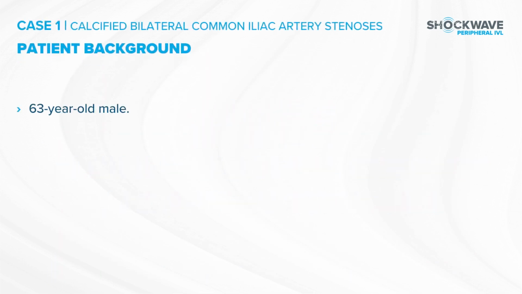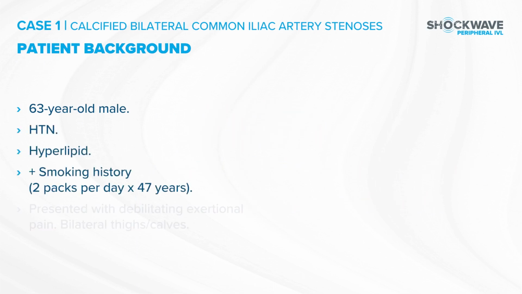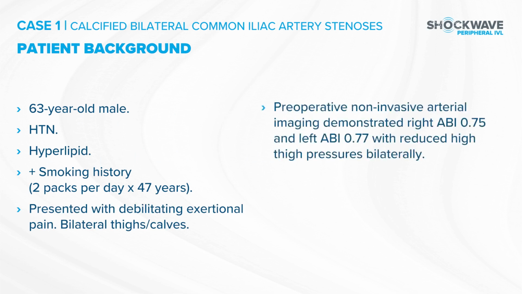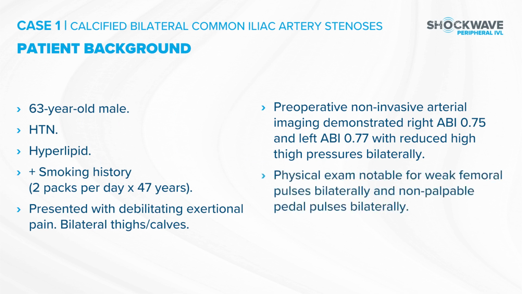First patient is a 63-year-old male who has past medical history notable for hypertension, hyperlipidemia, significant smoking history, and presented to the office with debilitating bilateral lower extremity exertional pain, specifically located in his thighs and calves. His preoperative non-invasive vascular studies were abnormal bilaterally with reduced ABIs on both sides. His physical exam was notable for weak femoral pulses and non-palpable pedal pulses.